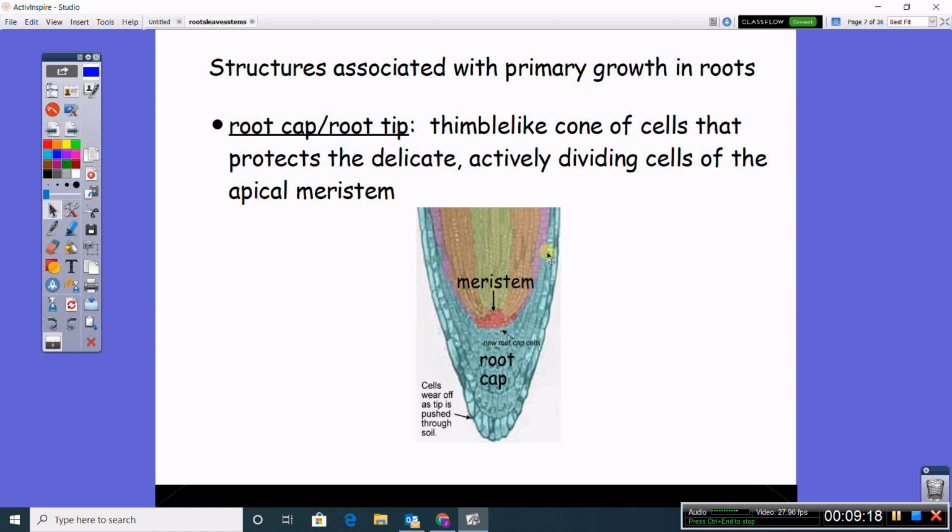So think of it kind of like a cap on your pen. This might be where the ink comes out of your pen, and this is your cap on your pen that protects that so that it doesn't dry out. Here, we're not trying to prevent the cells of the meristem from drying out. We are just trying to protect those cells because those are the actively dividing cells that will allow our root to grow deeper down into the soil.